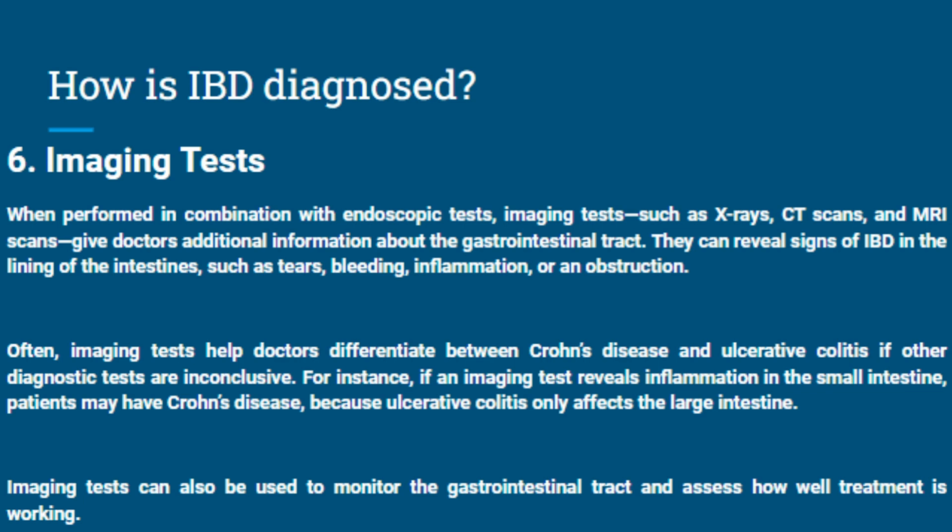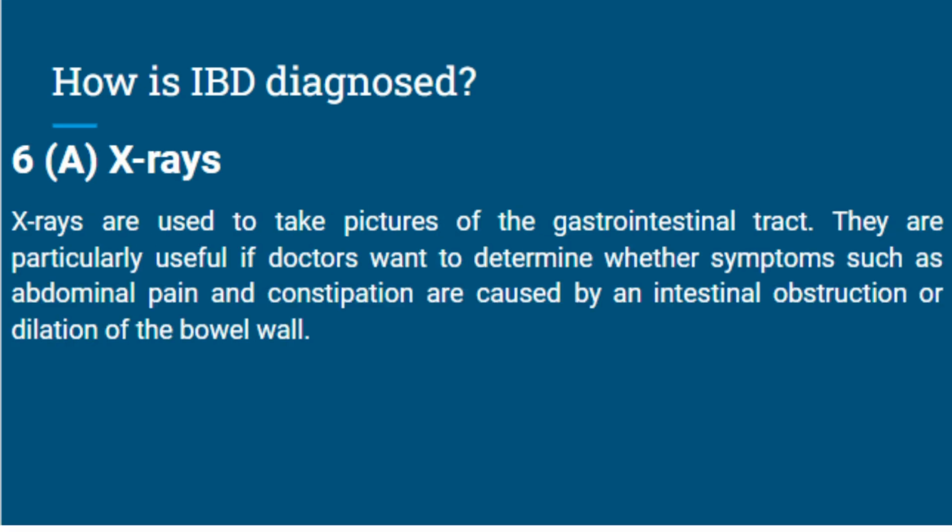For instance, if an imaging test reveals inflammation in the small intestine, patients may have Crohn's disease, because ulcerative colitis only affects the large intestine. Imaging tests can also be used to monitor the gastrointestinal tract and assess how well treatment is working. 6a. X-rays. X-rays are used to take pictures of the gastrointestinal tract. They are particularly useful if doctors want to determine whether symptoms such as abdominal pain and constipation are caused by an intestinal obstruction or dilation of the bowel wall.